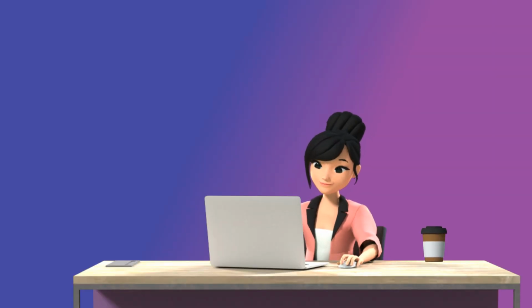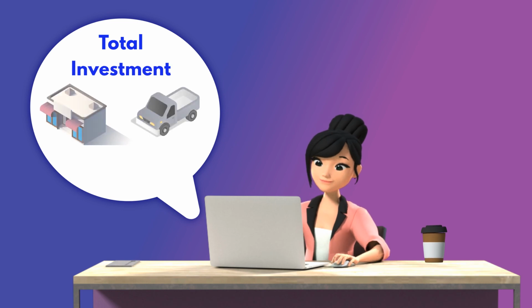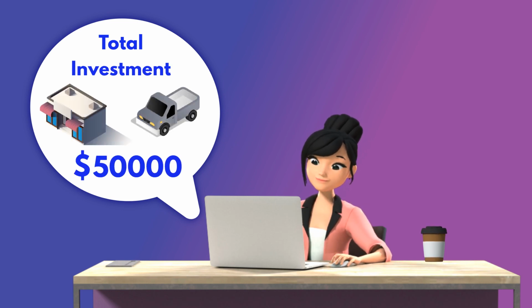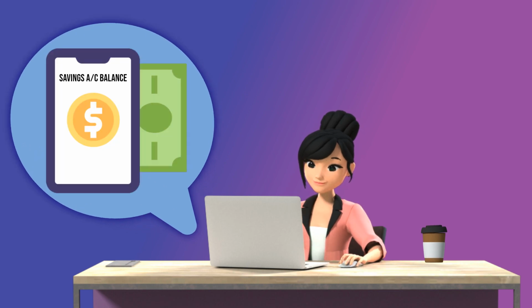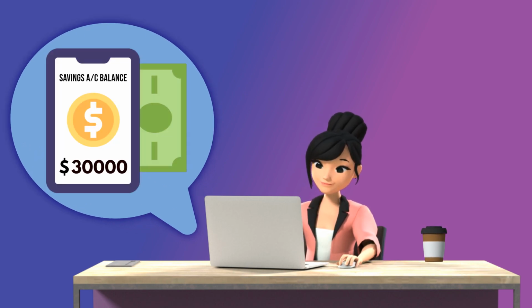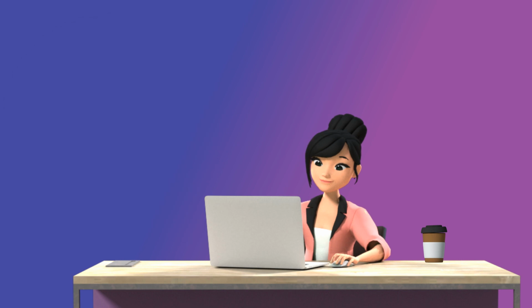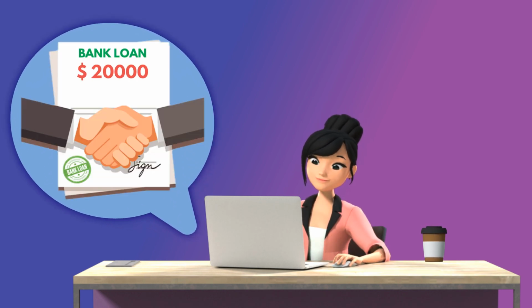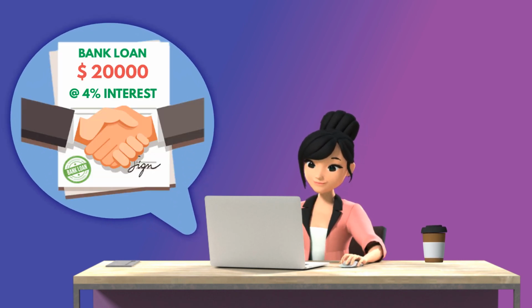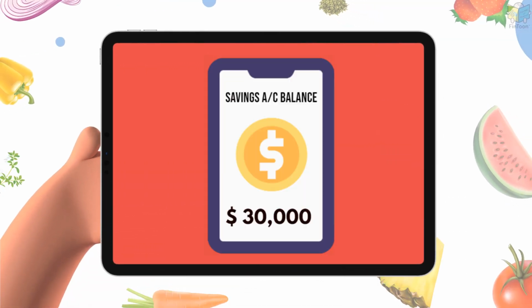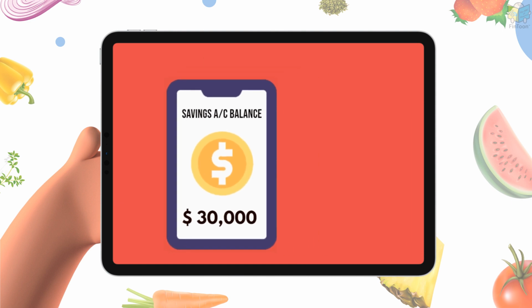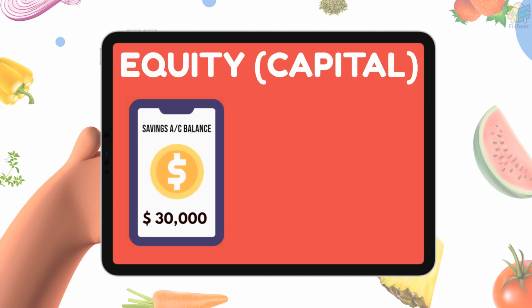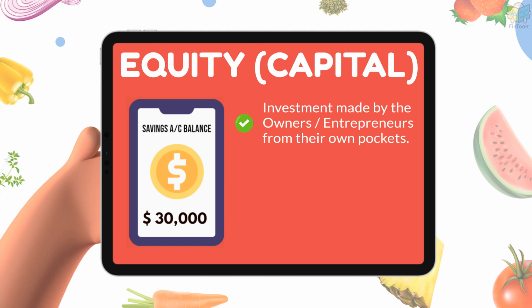Emma estimates that the total investment required will be around $50,000, out of which she will invest $30,000 from her savings and borrow the remaining $20,000 at 4% interest from the bank. The $30,000 invested by her is called equity. Equity is the amount of money invested by the entrepreneur from his own pockets.